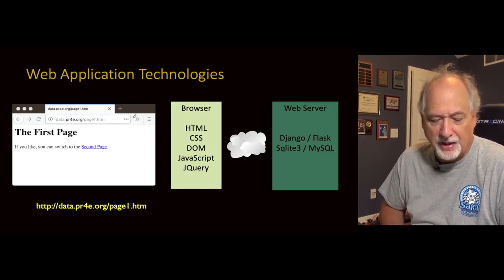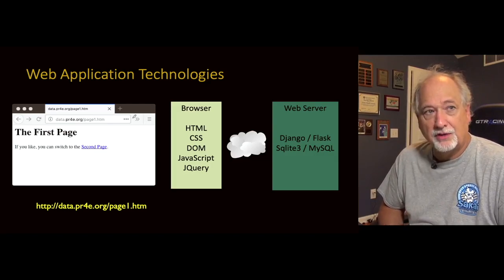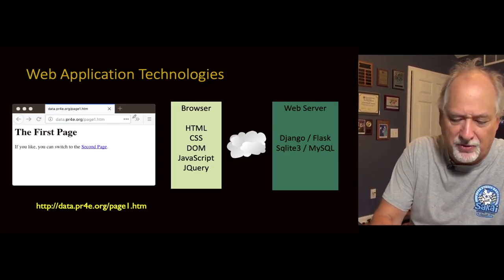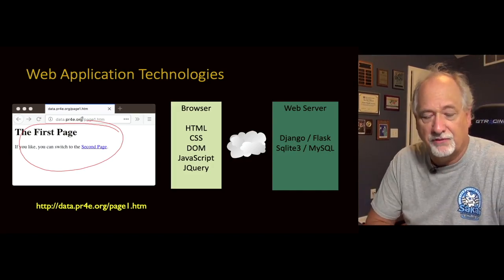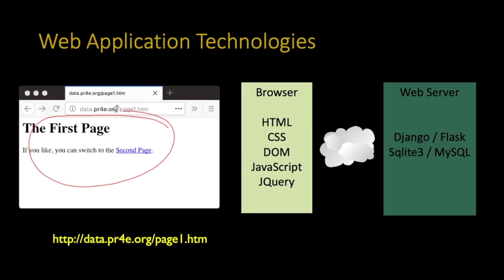And so if we take a look at what we're going to really be talking about in this lecture and in this web application course, it is the different technologies that are used to, in effect, produce a web page, right? So we have a web page over here. You go to the URL data.pr4e.org/page1.htm, and here comes a page, and this is a super simple page. But there are so many technologies, like how browsers work with JavaScript and jQuery and CSS and eventually Vue and things like that. That's a whole set of front-end technologies, and then there are back-end technologies like Django or Flask and databases.